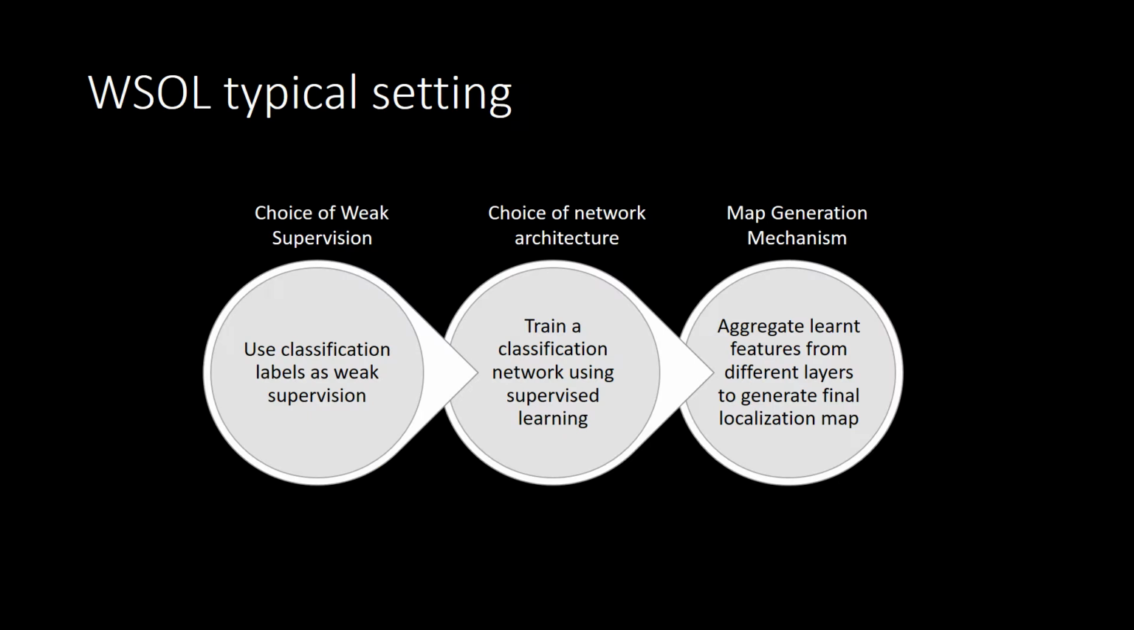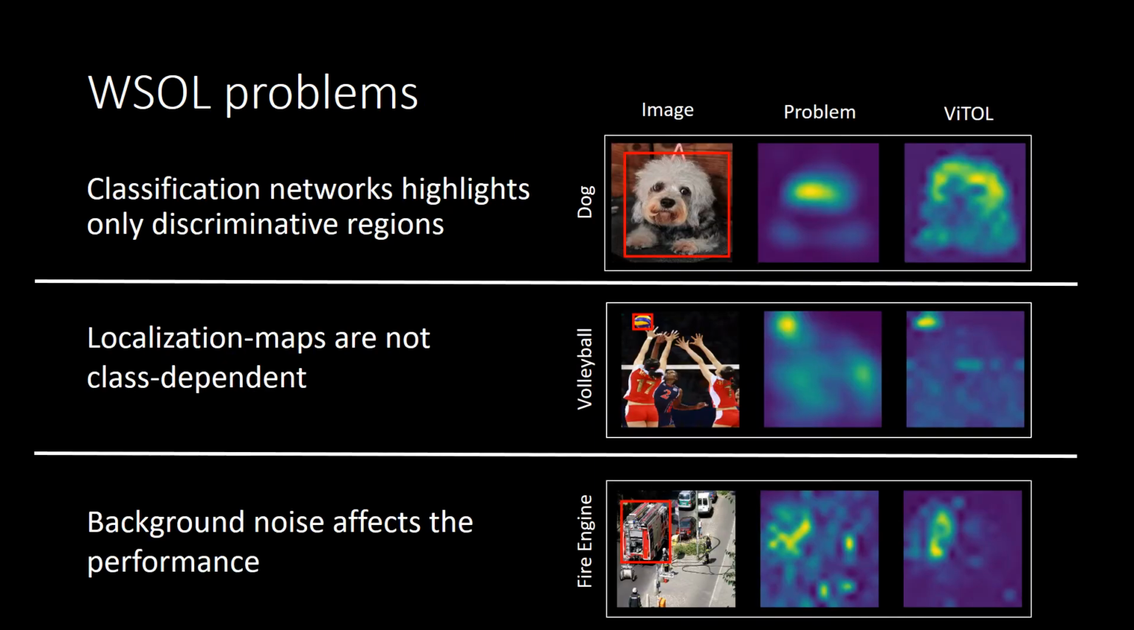In WSOL, we need to understand which weak labels to use. In our case, we use object class labels as weak supervision. Next, we choose a network architecture and train for classification tasks using our chosen weak labels. Finally, we need a map generation mechanism using which we can aggregate learned features from different layers of the trained network. It is very important to train a model in a way that we get rich features which cover the entire object. We identify some common problems that exist in WSOL.